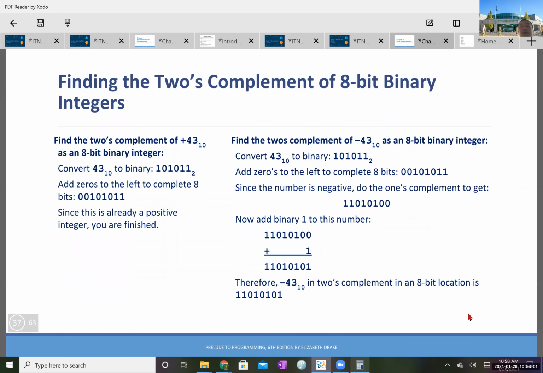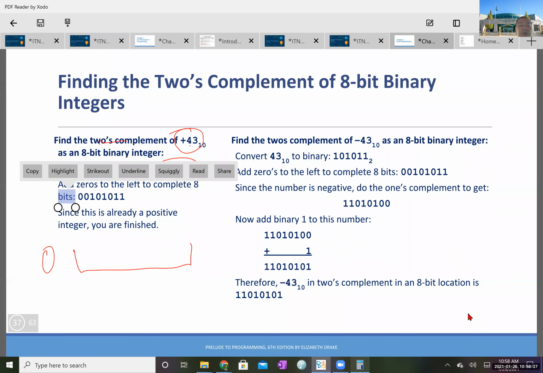Now here's the example. Find the two's complement of the positive 43. Remember, for the positive it's very simple. For 43, you know that the leftmost bit is 0, and for the 7 bits left you just convert 43. When you convert 43 you have 1, 2, 3, 4, 5, 6 bits, so we have to add one more 0 to make it 7. That's why you have 0 here. So this one is positive, and all the rest is the absolute value. The positive is very simple.